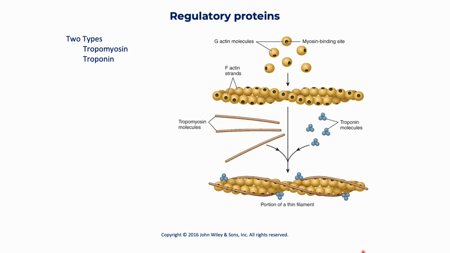Troponin is a regulatory protein that's a component of the thin filament as well. When calcium ions bind to troponin, troponin undergoes a conformational change that moves the tropomyosin away from the myosin binding sites on the actin molecules. And this will allow muscle contraction to start, because now you have the myosin sites exposed, which will allow the myosin to bind to actin.